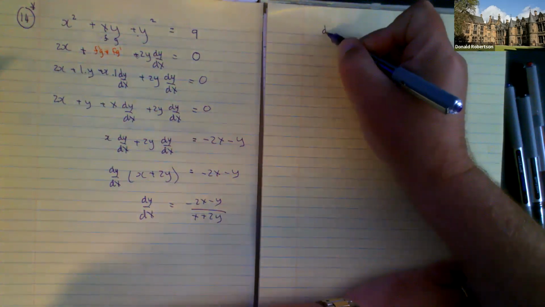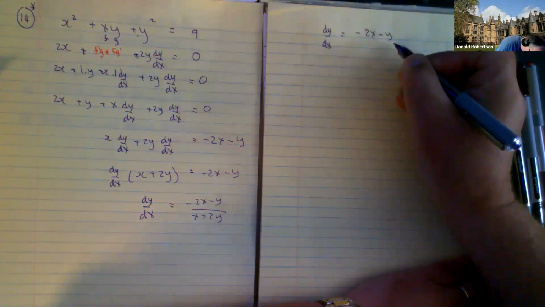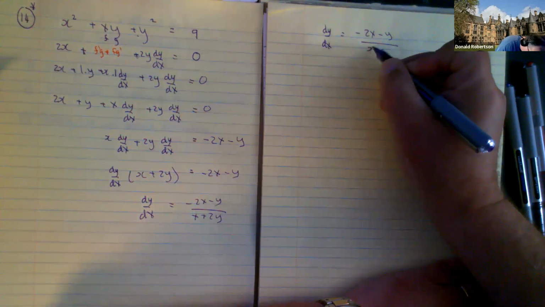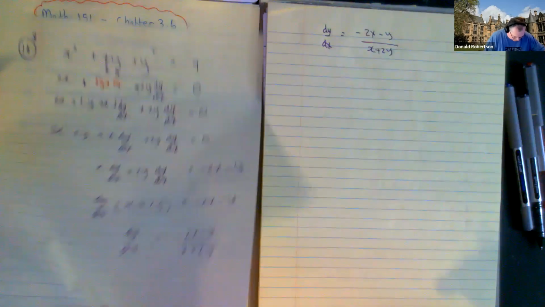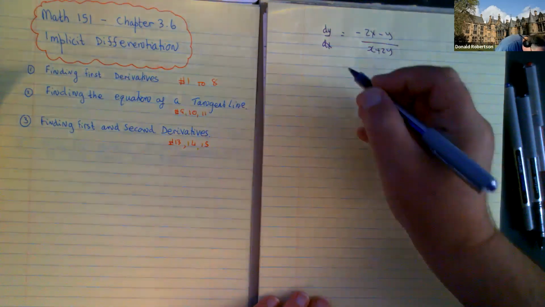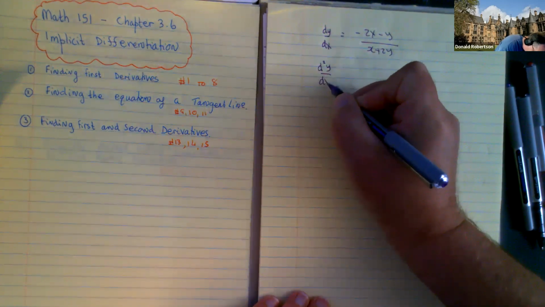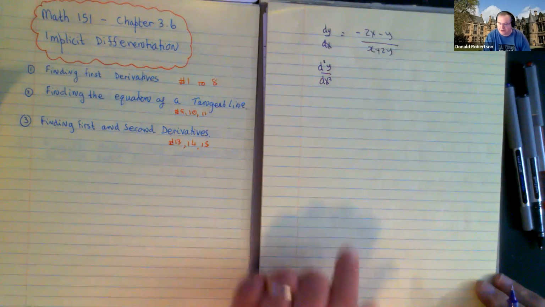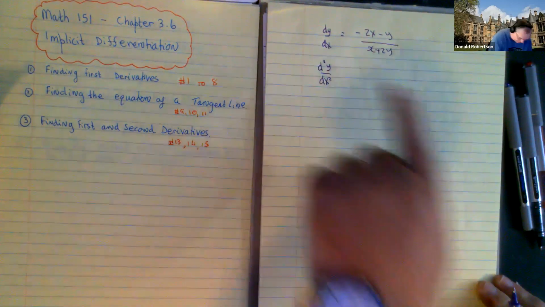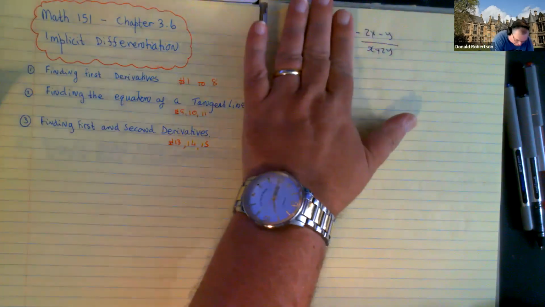I'm just rewriting this here because I want to start at the top of a page. Right. Don't need that anymore. Get it out of the way. If I want the second derivative, I know it's clunky notation, but that's the notation for the second derivative. Doesn't that mean then I have to differentiate an ugly fraction?